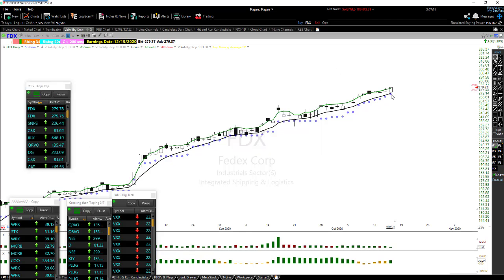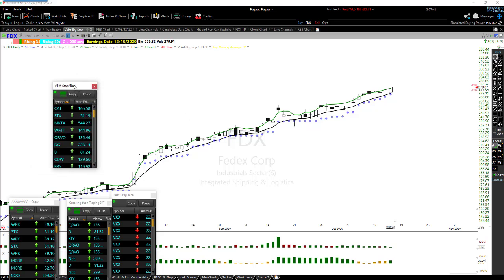Oh, we are on FedEx. See where we are on the volatility indicator? We're right there, right? And I know what Doug does. He's the guy that brought the volatility indicator to us. I love it. I don't necessarily use it on my charts, but I want to show you something, okay? I will show you something.